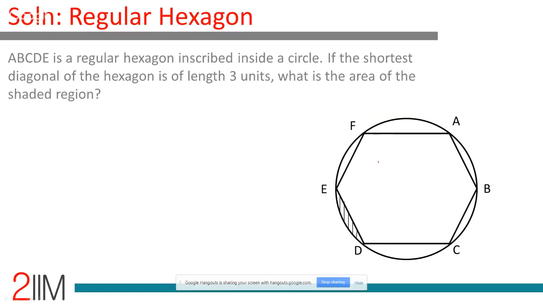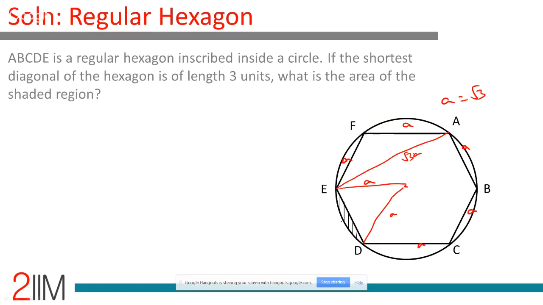Super, let's set the timer and then go after this question. Regular hexagon, all sides A. I'm going to assume A throughout. So the radius here is A, the equilateral triangle A. The shortest diagonal is 3 units. So this is the shortest diagonal. This is root 3 A, that is 3, or A is root 3.